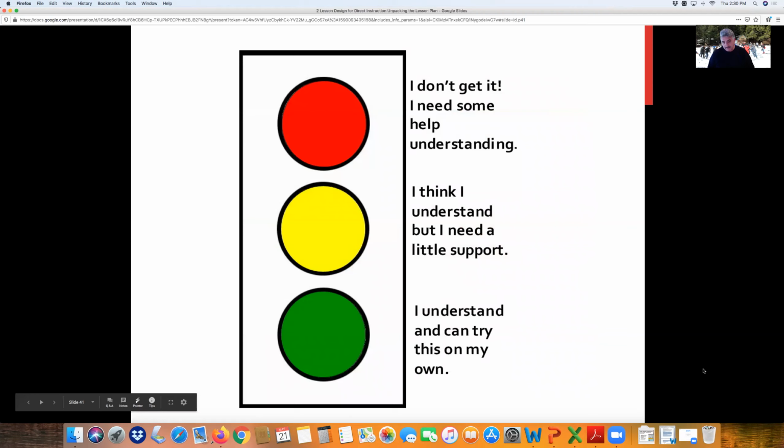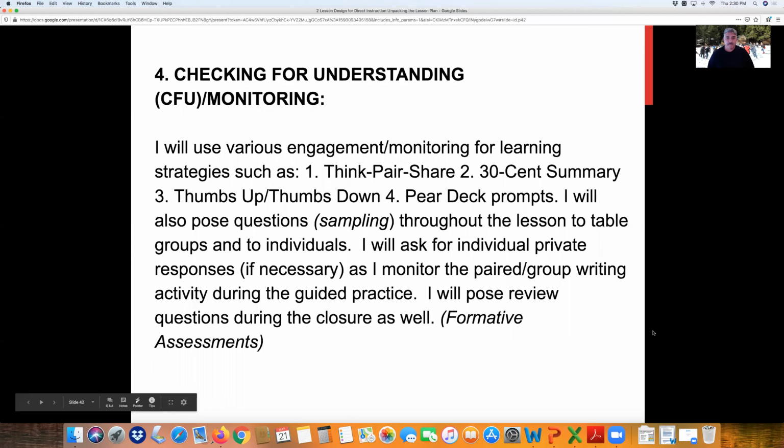The traffic lights, if they have a little traffic light symbol that says red, I don't get it, I need some help understanding. Yellow is, I think I got it, but let me struggle a little bit. There is such a thing as productive struggle. And then green, I understand and can try this on my own. So these were some of the ones that I used: think, pair, share, 30-cent summary, thumbs up, thumbs down.